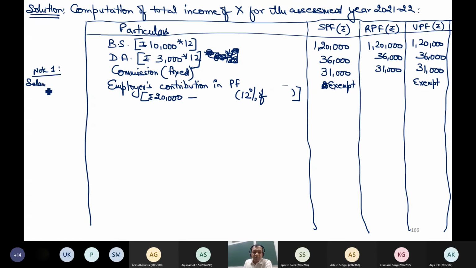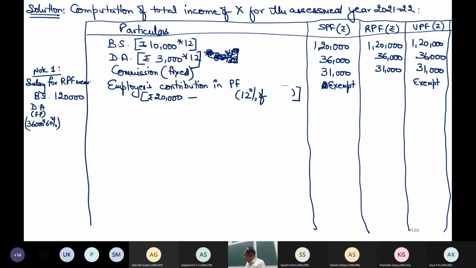Salary for the purpose of RPF means basic salary, which is 120, plus DA forming part. How much is DA forming part? It is 60%. Now I will not take the entire 36,000, I will take 36,000 into 60%.